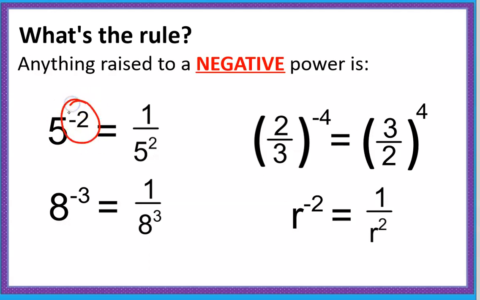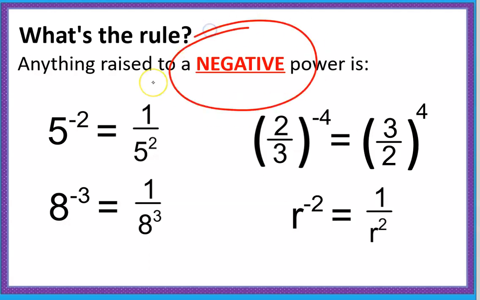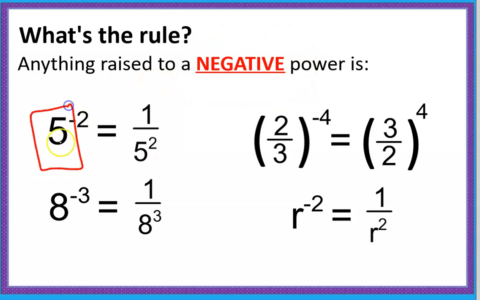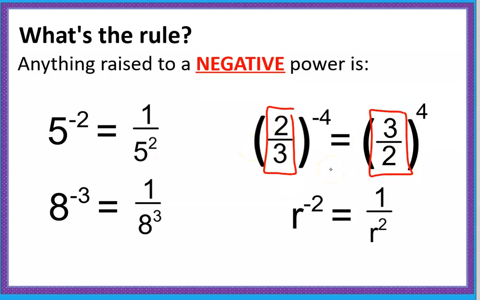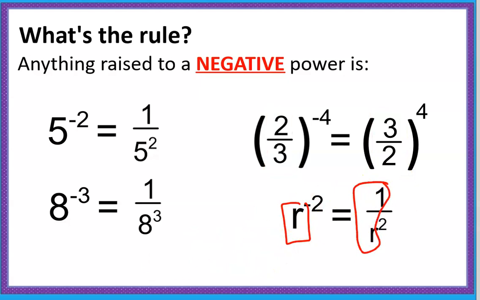It doesn't matter if your power is -2, -3, or -4, or -17, it doesn't matter. The power number doesn't matter. But the fact that the number is negative does something to a value. So I started as the number 5, but I ended as the number 1/5. I started as the number 8, but I ended as the value 1/8. I started as a 2/3, but I ended as a 3/2. I started as an r, but I ended as a 1/r.